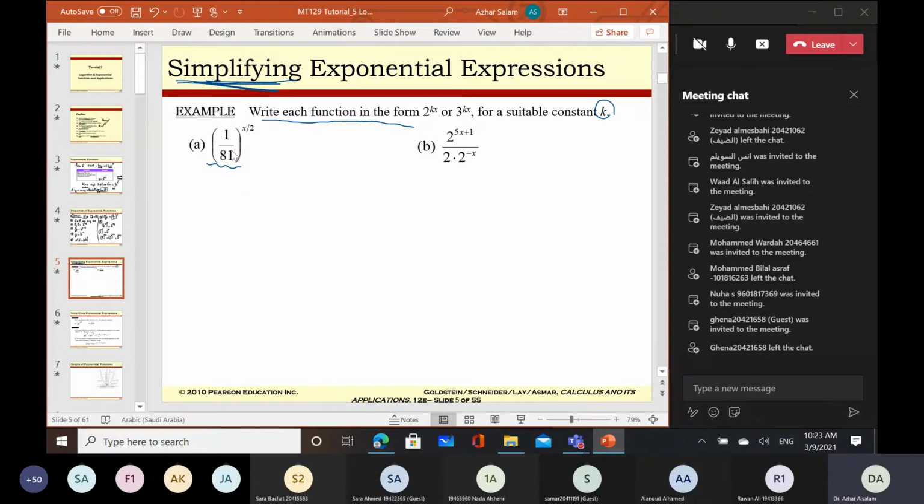We will begin with this. First, this number, I should write it as a power. We know that 81 is actually 9 to the power 2, 9 times 9. Okay, and also 9 is actually 3 squared, so 9 squared is equal to 3 to the power 4. Okay, so I will replace this 81 with 3 to the power 4. So here, I will write 1 divided by 3 to the power 4, and all of this function to the power x divided by 2.